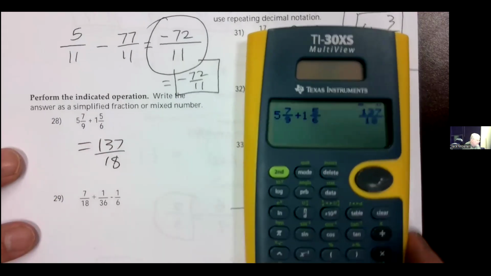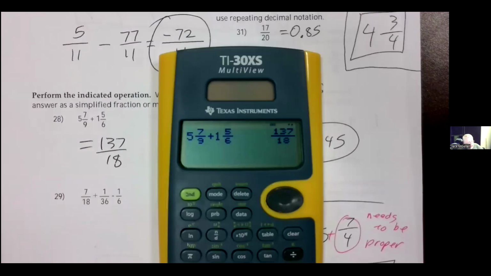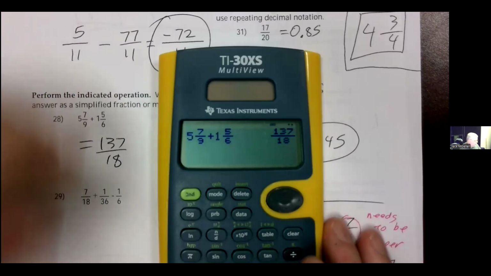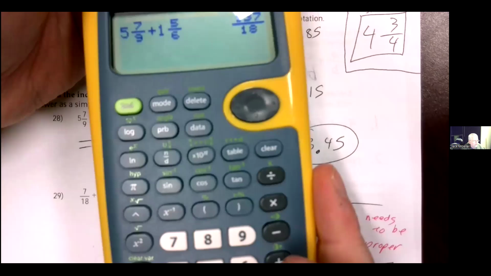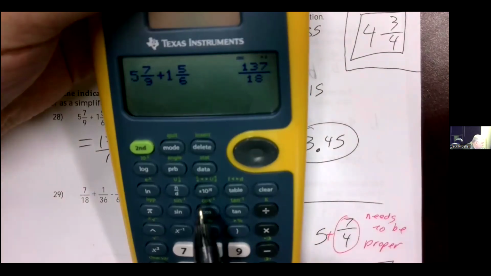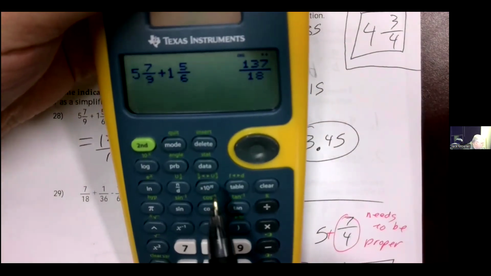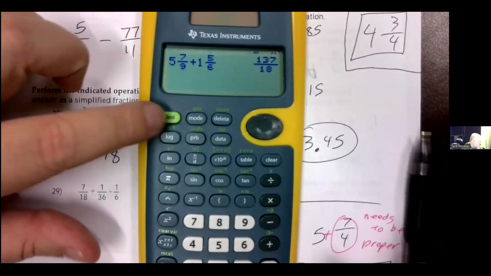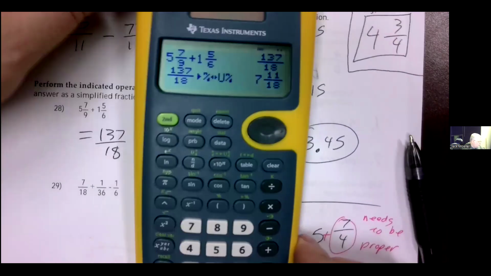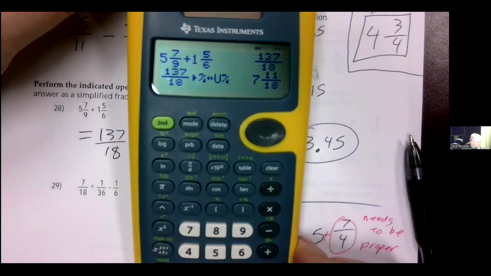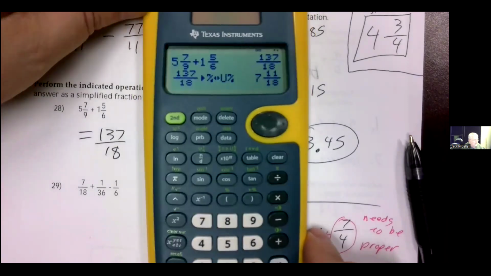which is simplified, because the calculator will give you the simplified answer. Notice that it's not a mixed number. How do you do that? Well, you can either do it like we did before, or, if you look right next to it, there's an n over D double arrow U n over D. So if I hit second and then that button, hit enter, it tells me 137 over 18 is 7 and 11/18.